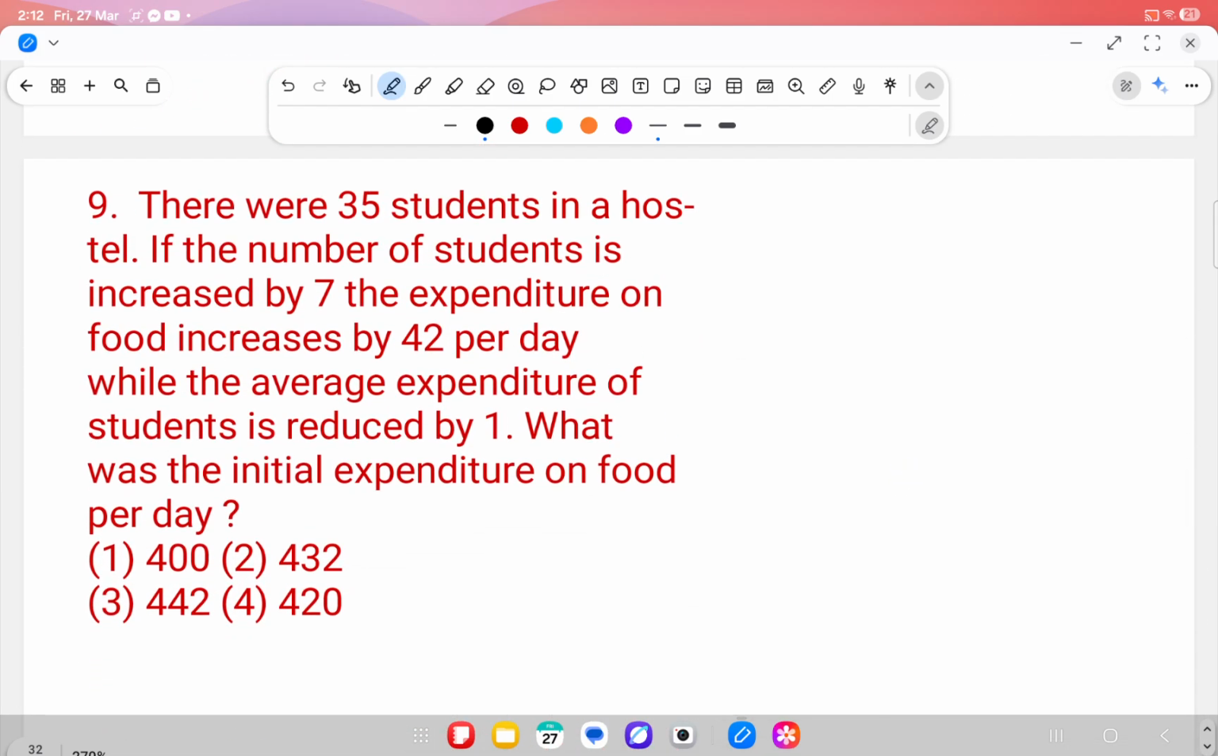There were 35 students in a hostel. If the number of students is increased by 7, the expenditure on food increases by 42 per day, while the average expenditure of students is reduced by 1. What was the initial expenditure on food? So there were how many students? 35 students.